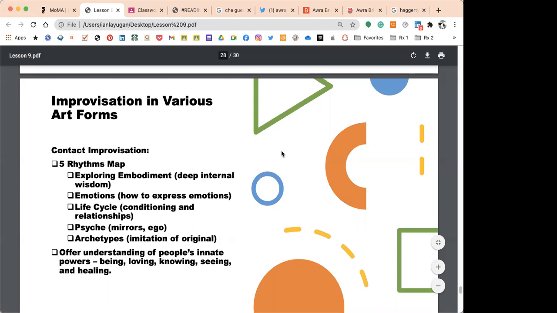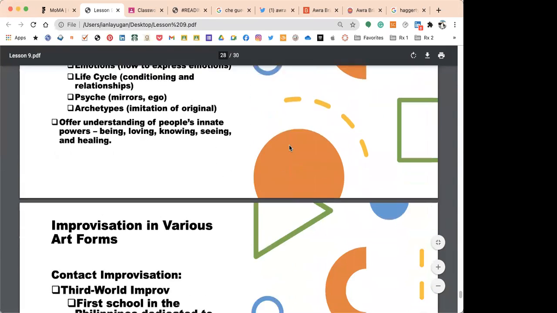So this is your deep internal wisdom. Emotions, how do you express your love, your hate, your anger, your tension, your anxiety. Life cycle is a conditioning and relationships. You try to look at every phase of your life. Psyche, of course, it involves some mirrors. It talks about your ego and the archetypes, imitation of the original. Offer understanding of people's innate powers, being, loving, knowing, seeing, and healing.